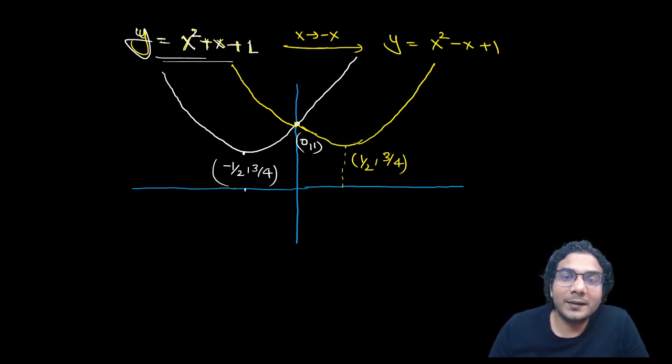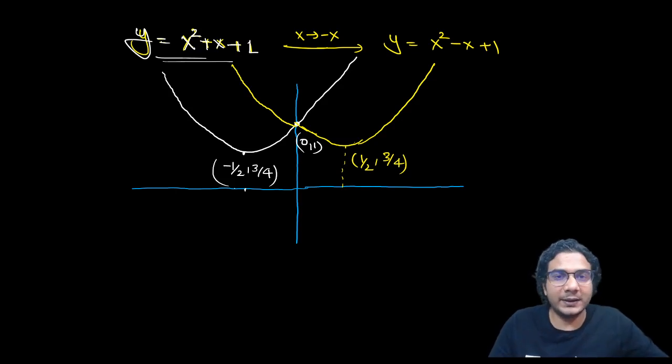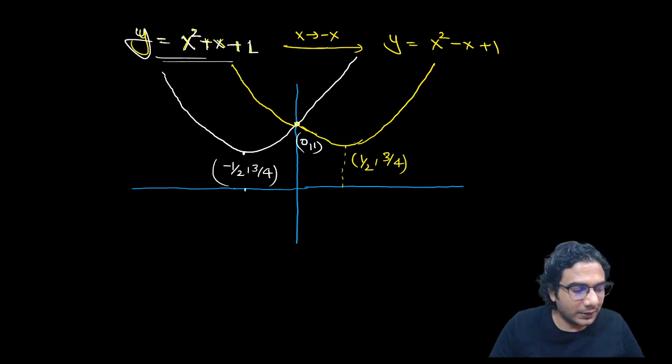Now let's do shifting. What we have done is we have replaced x by minus x, and we have replaced y by minus y. So two transformations are done. Now let's move on to other transformations.